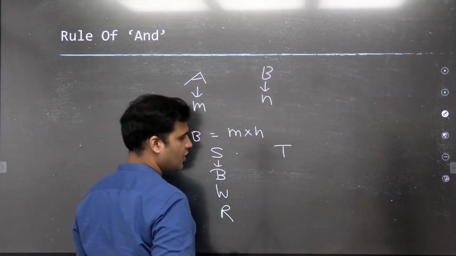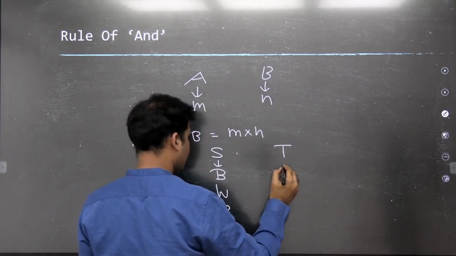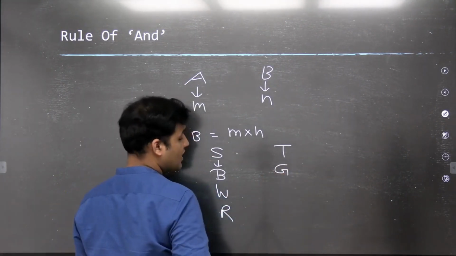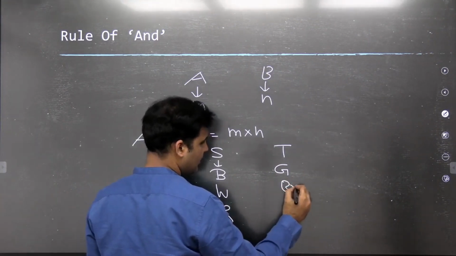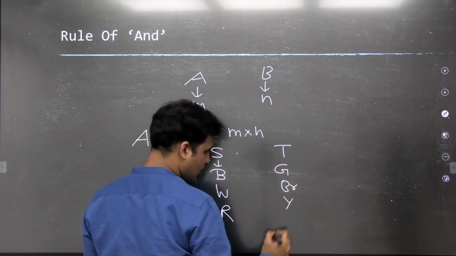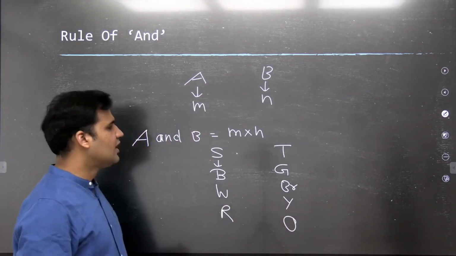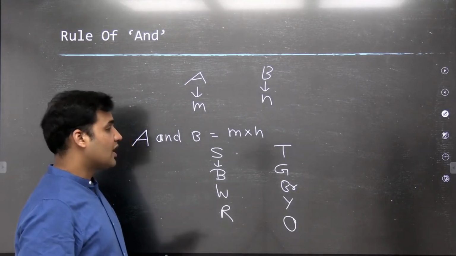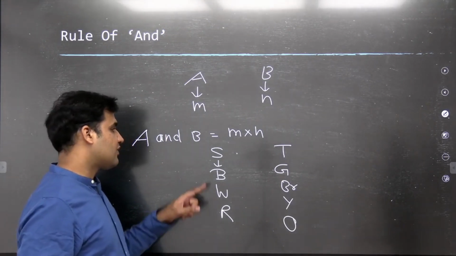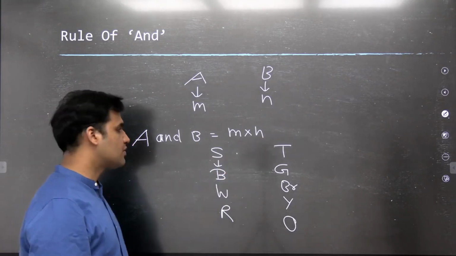These trousers are of different colors, right? Let's say one trouser is green, one is brown, one is yellow, and one is orange. Now, don't go with the sense of the shirt and trouser combination, just concentrate on the concept. So if I have to wear my full suit, that means shirt and trouser, in how many ways will I be able to wear my suit, guys?